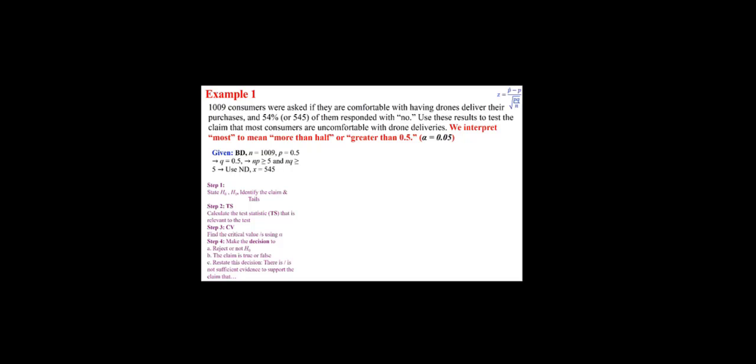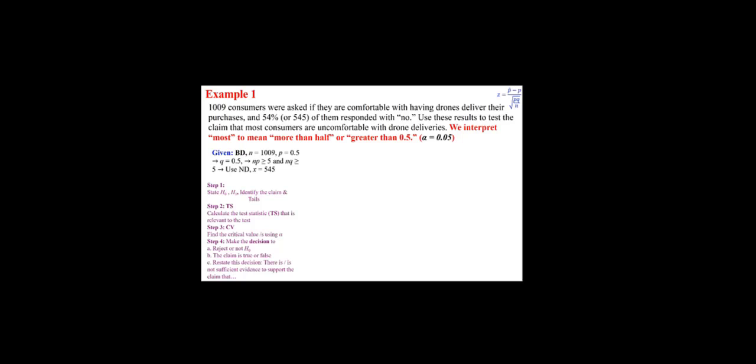Understand it's a binomial distribution with n being 1009. P is given as 0.5. Q therefore is calculated as 1 minus 0.5, which is again 0.5. You have to look at np and nq, make sure they are large. Both are larger than 5. You're fine with that. And now we go with the first step, H0 and H1.